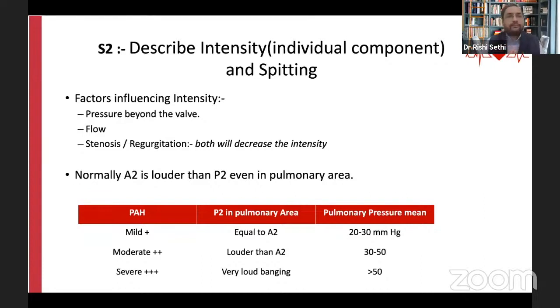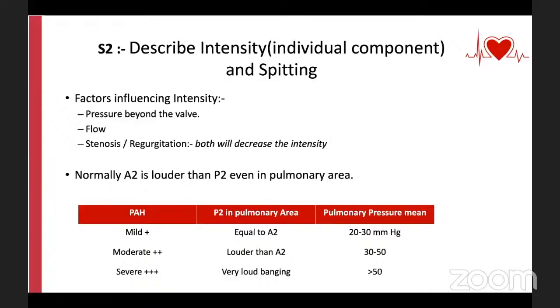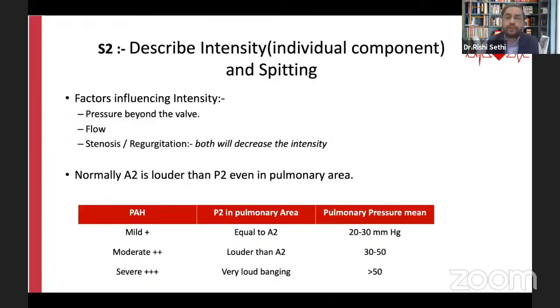Normally speaking, A2 is louder than P2 even in the pulmonary area. And when do we say that the P2 is loud? Many a time we get stuck. How do we define a loud P2? Because even in the pulmonary area, A2 is a louder sound as compared to P2 whenever we are hearing a splitting.